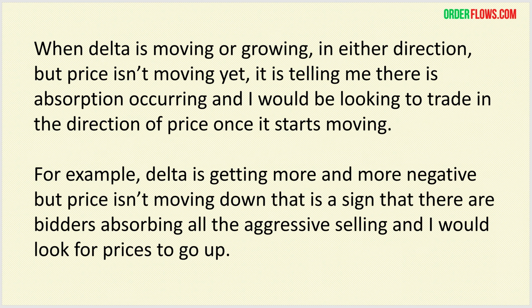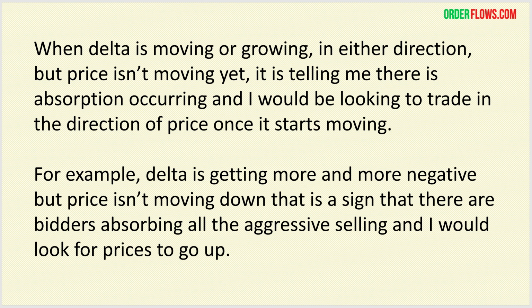Now, when Delta is moving or growing in either direction, but price isn't moving yet, that's telling me that there's absorption occurring, and I'd be looking to trade in the direction of price once price starts moving. For example, Delta is getting more and more negative, but price isn't moving down, right? Why isn't price moving down? It's because bidders are absorbing all that aggressive selling. And what I would be looking for is prices to go up once that selling ceases.